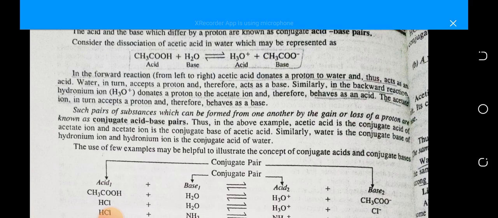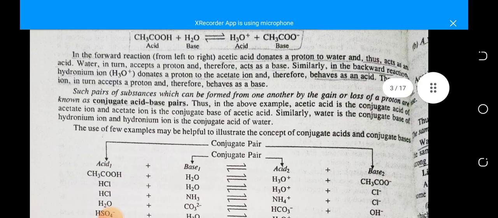Similarly, in the backward reaction, the hydronium ion donates a proton to the acetate ion and therefore behaves as an acid. The acetate ion in turn accepts a proton and therefore behaves as a base.